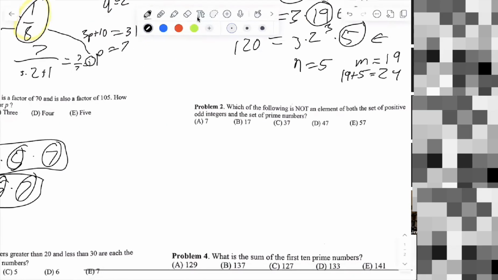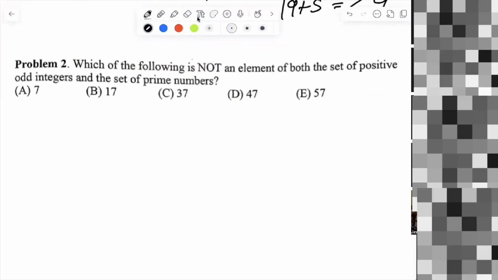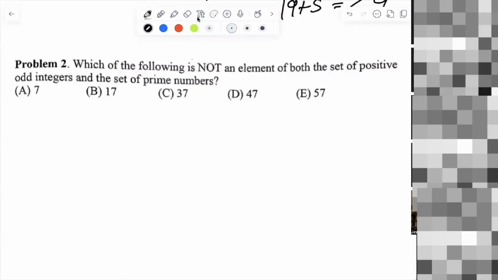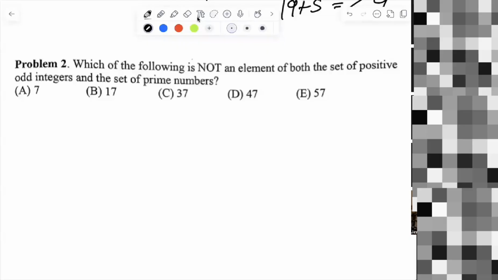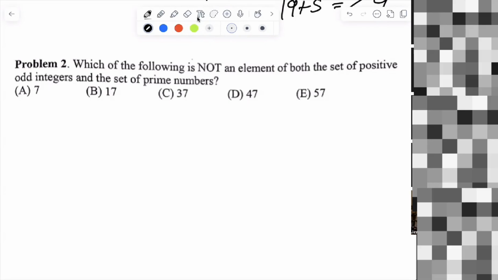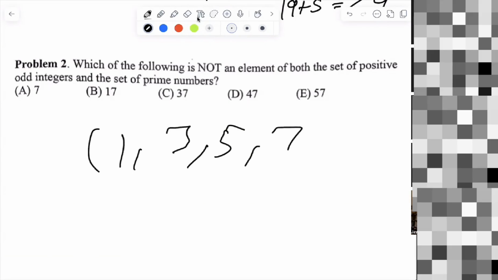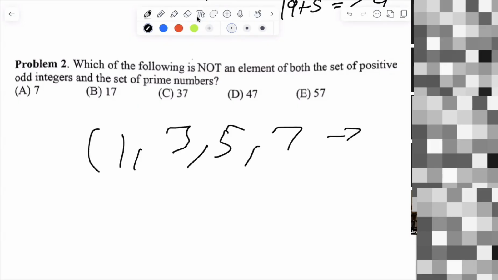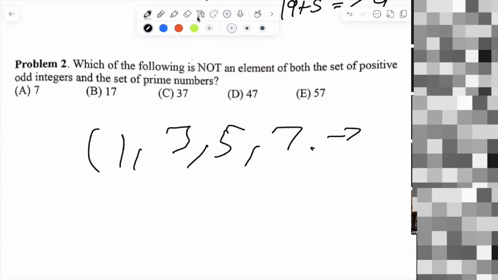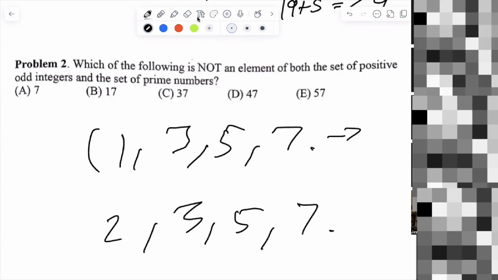Now let's move on to problem 2. Which of the following is not an element of both the set of positive odd integers and the set of prime numbers? Well, how do we approach this? We can first list out all the positive odd integers and the set of prime numbers. The odd numbers are 1, 3, 5, 7, and so on. We got the positive ones. Now, what about the prime numbers? The prime numbers are 2, 3, 5, 7, and so on.